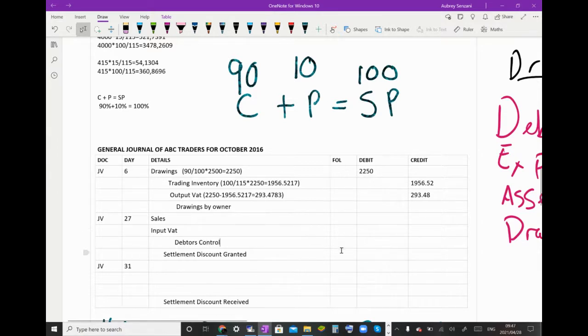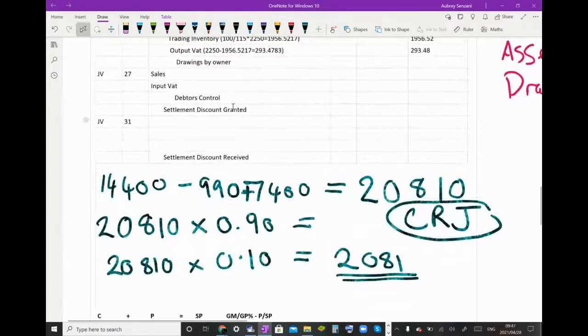Okay, so we know that debtors control, as in the journals, is VAT inclusive. So even here in the general journal, we're going to use the VAT inclusive amount. So we're consistent. This is the nice thing about accounting. The principles are consistent. I've even had students correct me for wrongly debiting or crediting an amount. Because the principles, it doesn't matter who you are, it's always going to be consistent.